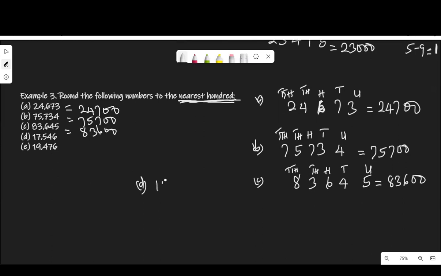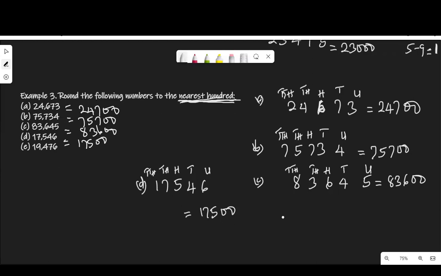D we have 17,546. Indicating the place value of the numbers: units, tens, hundred, thousand, and 10,000. We are rounding to the nearest 100. The digit in 100 position is 5. The next digit to it is 4. 4 round to 0. 0 plus 5 is still 5. I have 17,500.